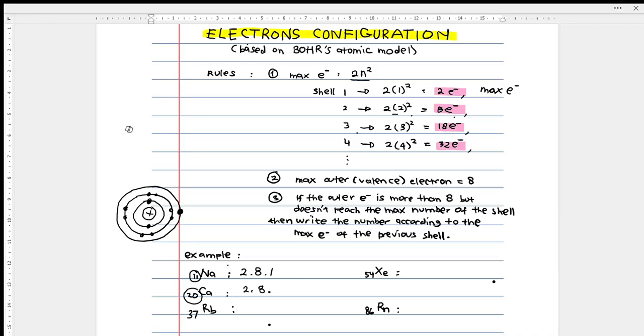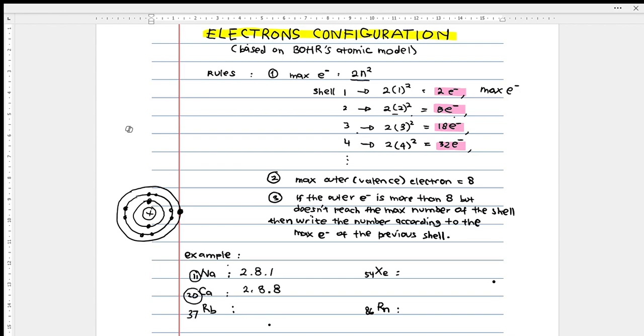Let's take a look at rules number 2 and 3. It says that the maximum amount of electrons in the outer shell is 8. So we cannot write down 10 here, since the maximum amount of electrons cannot be more than 8. Now let's take a look at the third rule. It says that if the outer electron count is more than 8 but doesn't reach the maximum number of the shell, then write the number according to the maximum electrons of the previous shell. The maximum amount of the previous shell is 8. Hence, we write 8 down here.